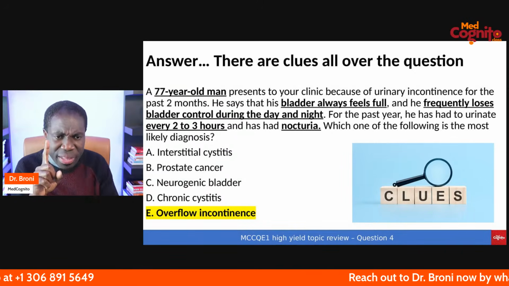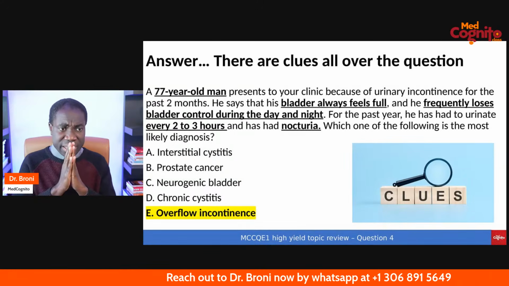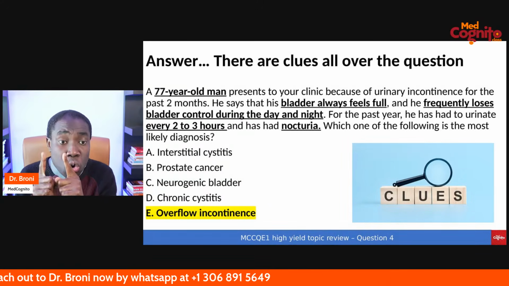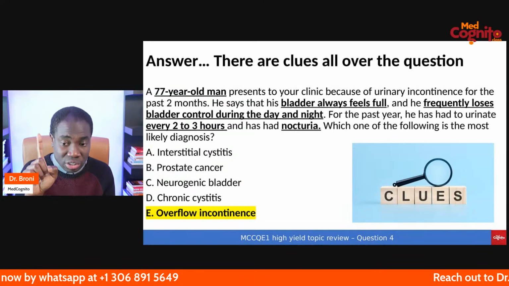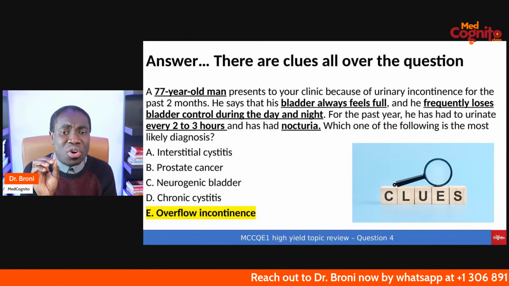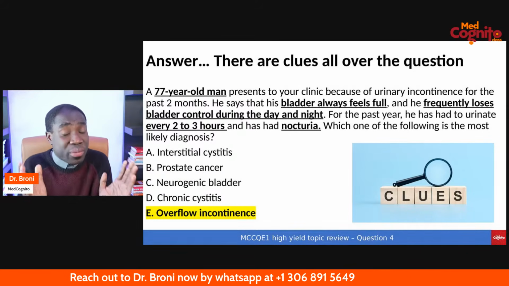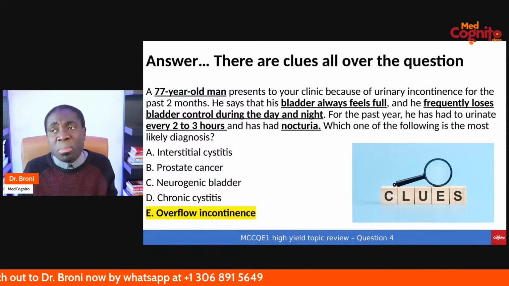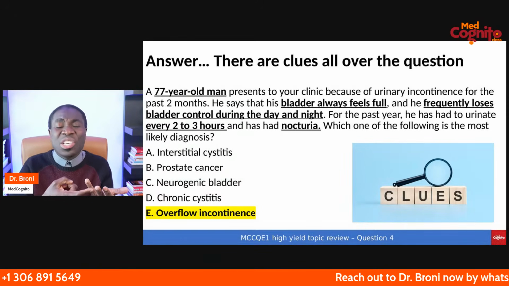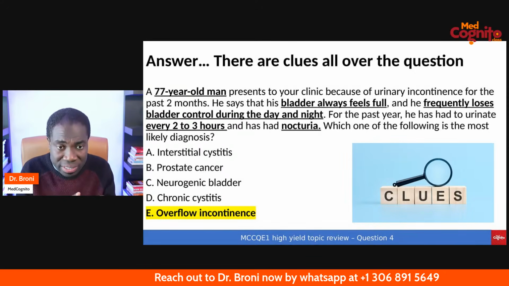So the question says that there are so many clues this question gives. The first thing is that this is a 77-year-old man. That's number 1. Number 2, he presents to your clinic because of urinary incontinence. So we know that this patient has urinary incontinence. That's what the question is already telling us. And we know that there are various kinds of urinary incontinence: urge incontinence, stress incontinence, overflow incontinence, all those things.